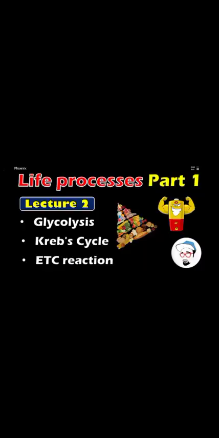Glycolysis is just the first part of the process, where we'll be looking at glycolysis, the Krebs cycle, and the ETC reaction. The first five reactions of glycolysis, we call the investing phase. Remember, there are 10 enzymatic reactions. So the first five are called the investing phase or the preparatory phase, in which we invest 2 ATP, which is adenosine triphosphate.